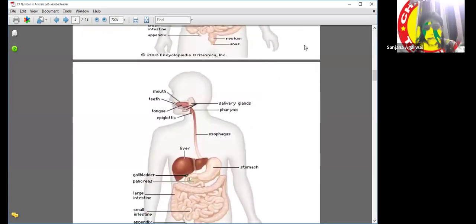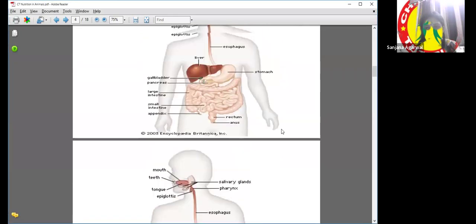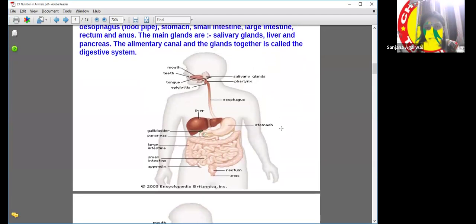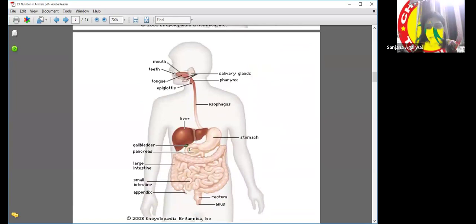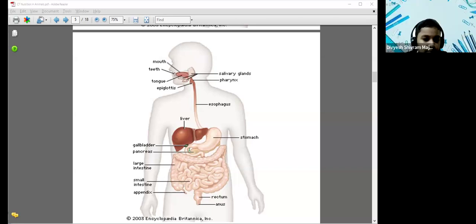Tell me about ingestion. Afan, tell me about ingestion. What is it? Afan, are you there? I think if you cannot unmute yourself, if you cannot respond in any way, there is no point of being in the class. Devesh, yes, ma'am.